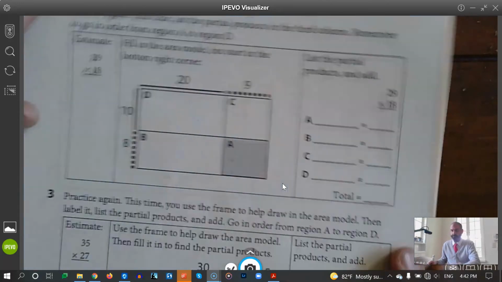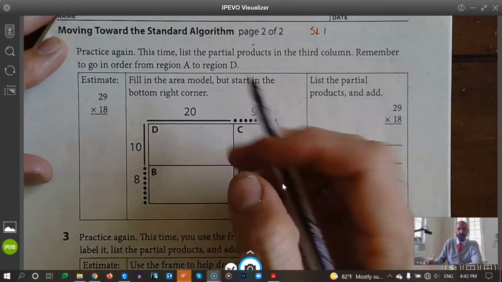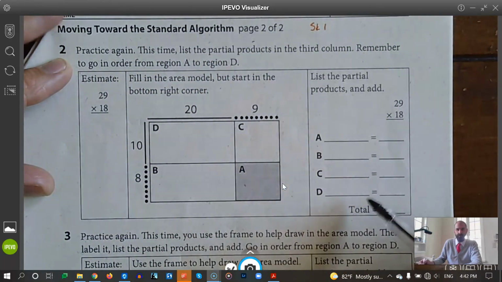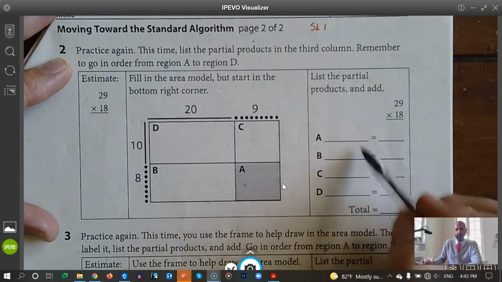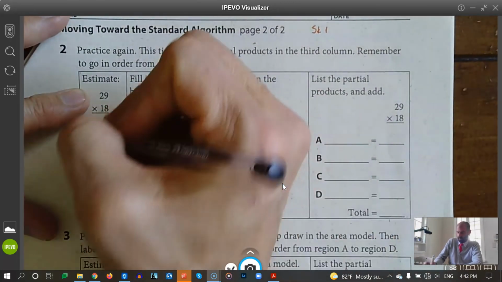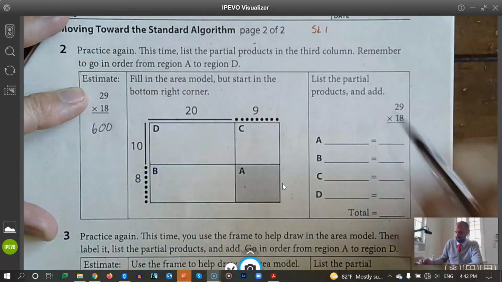All right. Number 2. Okay, so it says, practice again. This time list the partial products in the 3rd column. Remember to go in order. So we have to do the work over there. All right, so first estimate. Estimate 30 times 20. Give me 600.